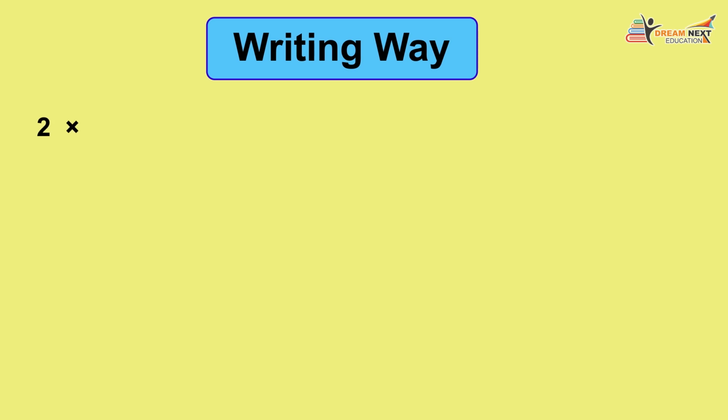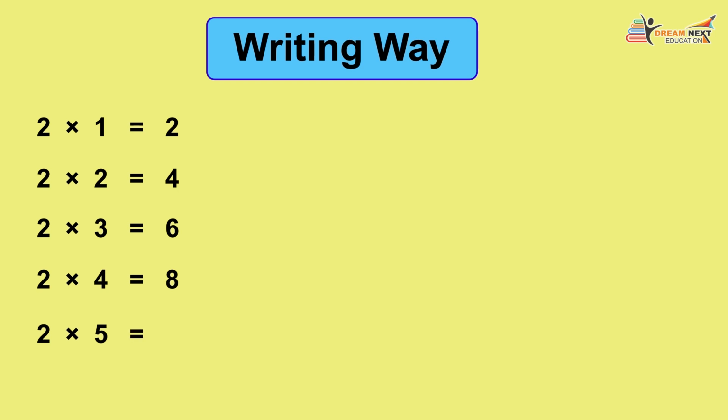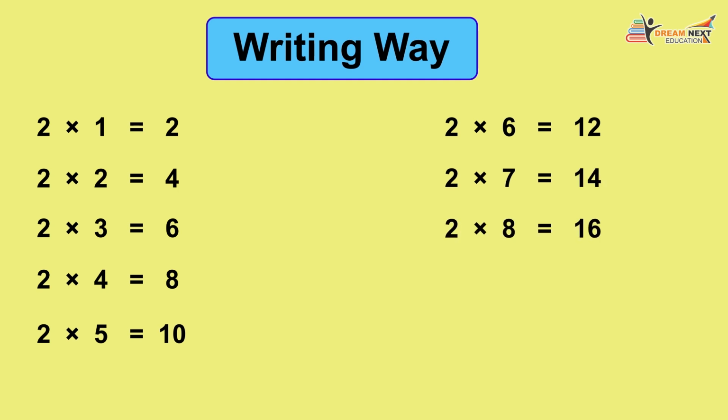Writing way. 2 into 1 is equal to 2. 2 into 2 is equal to 4. 2 into 3 is equal to 6. 2 into 4 is equal to 8. 2 into 5 is equal to 10. 2 into 6 is equal to 12. 2 into 7 is equal to 14. 2 into 8 is equal to 16. 2 into 9 is equal to 18. 2 into 10 is equal to 20.